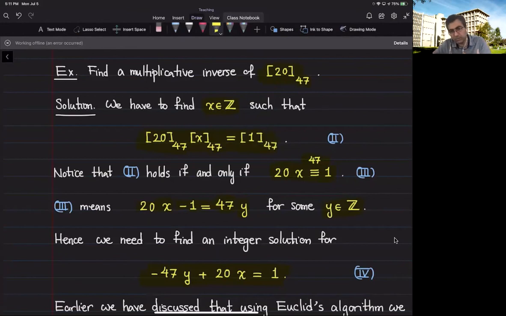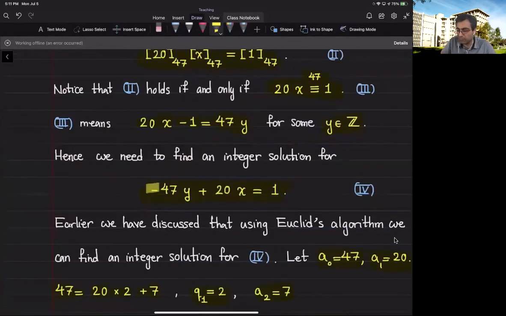But this equality holds precisely when the following congruence relation holds: 20 times x is congruent to 1 mod 47. So we need to find a solution for this congruence relation. But what does this congruence relation mean? It means 20x minus 1 is an integer multiple of 47. So 20x minus 1 is 47 times y for some integer y. So we are looking for some integer solution of the following equation, negative 47y plus 20x equals 1.